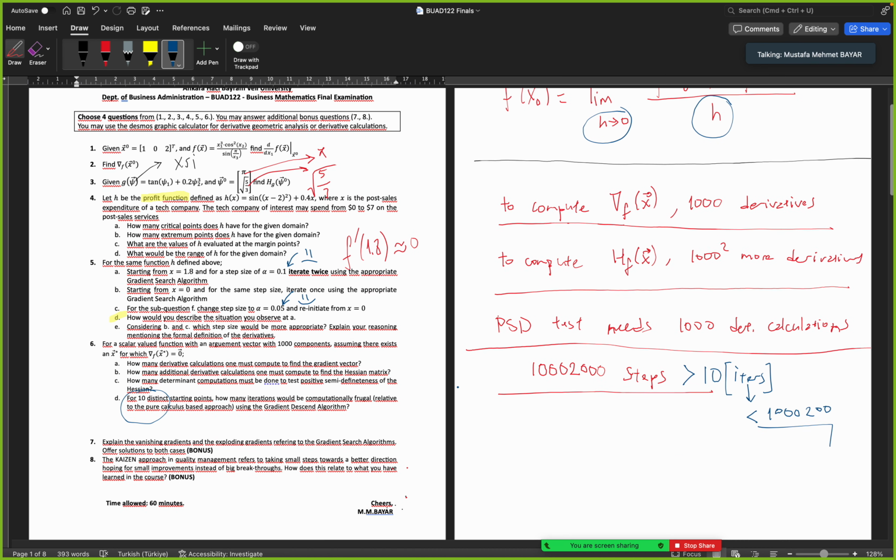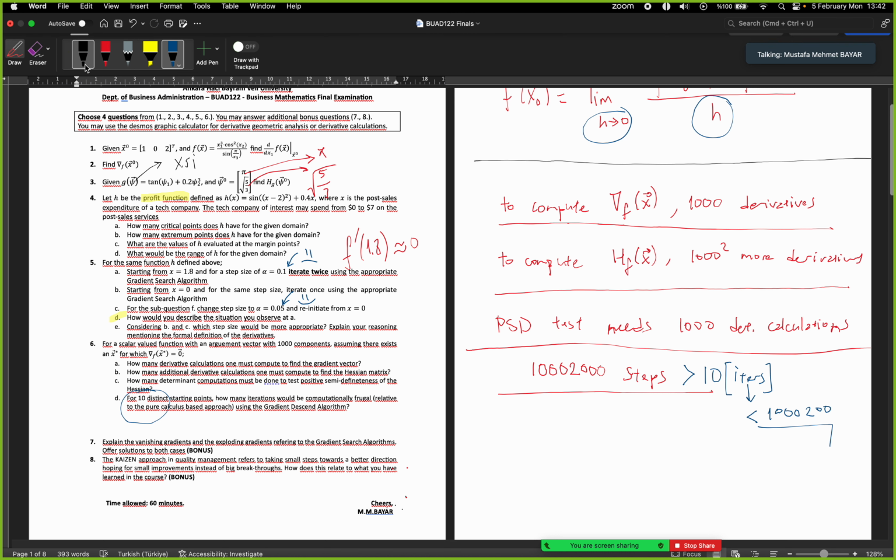Let me just continue with the 7th and the 8th questions. Question 7 says, explain the vanishing gradient and the exploding gradients, referring to the gradient search algorithms, and offer solutions to both cases. Well, we have just talked about the vanishing gradient case, where the first order derivative information is approximately 0 and the function does not update. On the other hand, the exploding gradient is just the opposite of this situation.